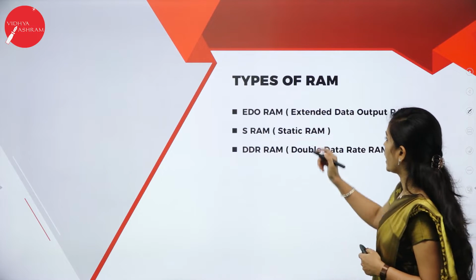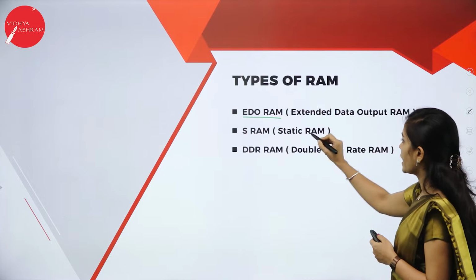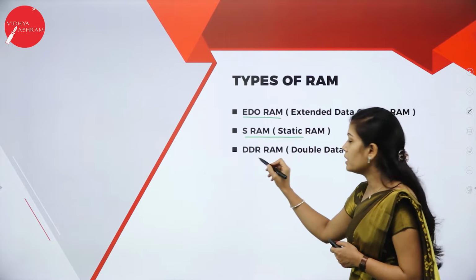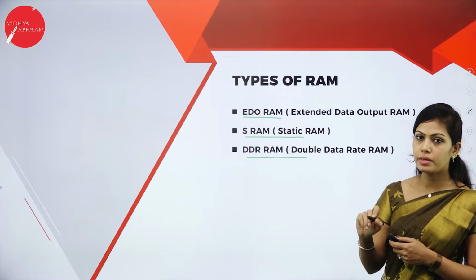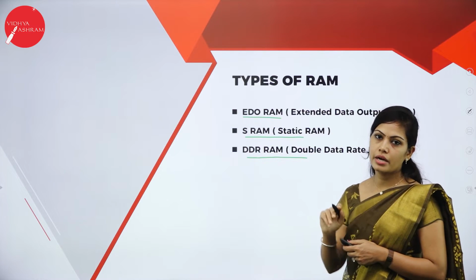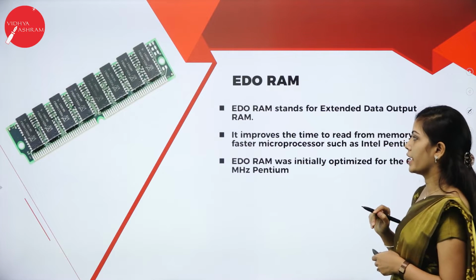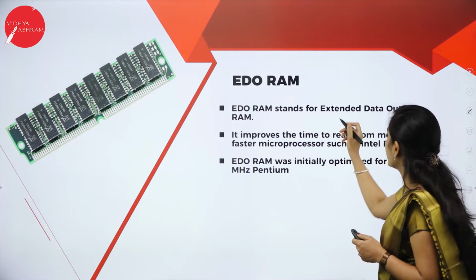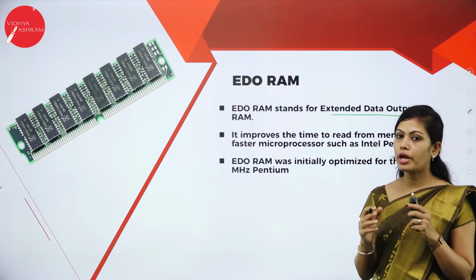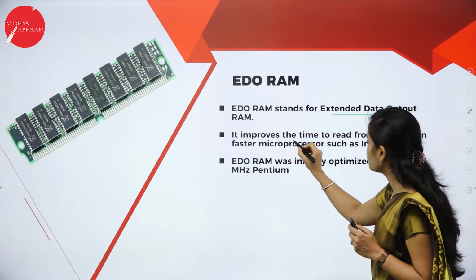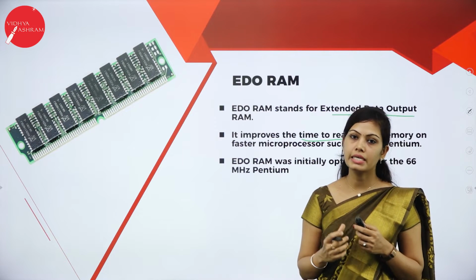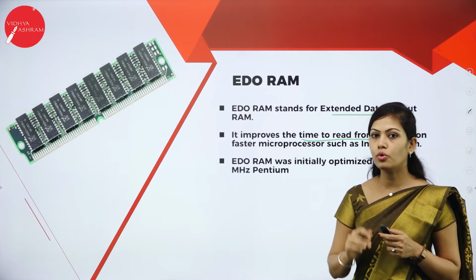What are the types of RAM? EDO RAM, that is extended data output RAM, static RAM, and double data rate random access memory. RAM consists of EDO RAM, SRAM and DDR RAM. So what is EDO RAM? EDO RAM stands for Extended Data Output RAM. EDO RAM is a fast RAM and it improves the time to read from memory. So it accesses the memory easily.